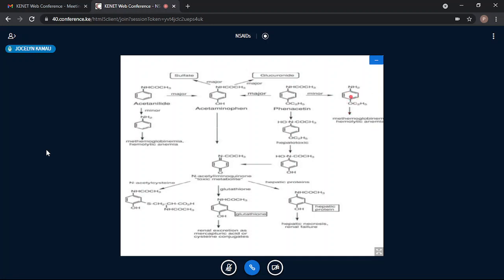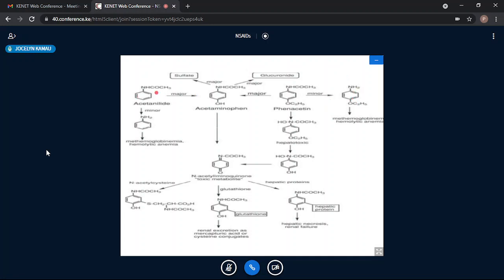Methemoglobinemia is where the Fe2+ of the hemoglobin has been oxidized to Fe3+, and you know Fe3+ cannot transport oxygen. That's what we're calling methemoglobinemia, and even hemolytic anemia.